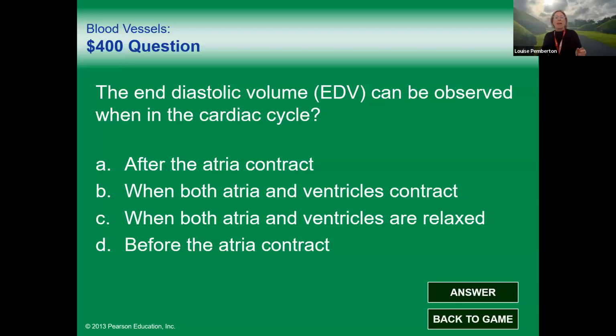It keeps switching off. It's after the atria contract. So remember when the atria contract, they push that last bit of blood into the ventricles, and that's the end diastolic volume. Remember when the atria are contracting, the ventricles are pretty much relaxing. And then they're going to start contracting the ventricles after the atria.